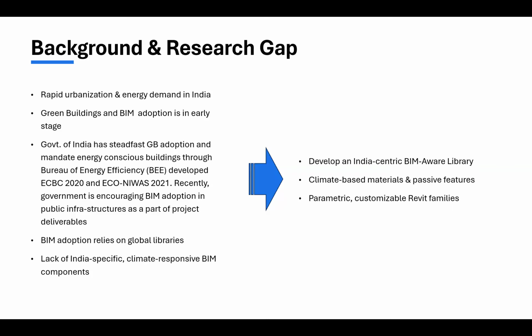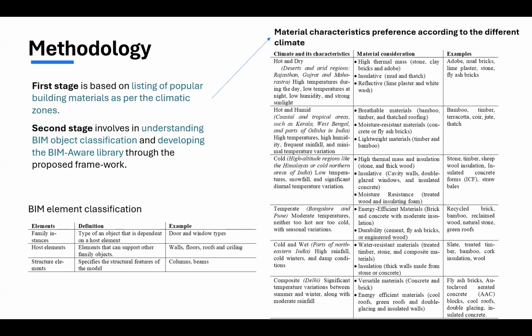The paper talks about how we can create an Indian-centric BIM library, based on climate-based materials and passive features like jalis, which are very prominent in our Indian context, and how BIM can help us create parametric or customized Revit families of these materials and passive features. The methodology we adopted had two stages. First, we listed all the popular building materials as per the climatic zones. The second stage is to understand the BIM platform and how we can develop the customized BIM library.